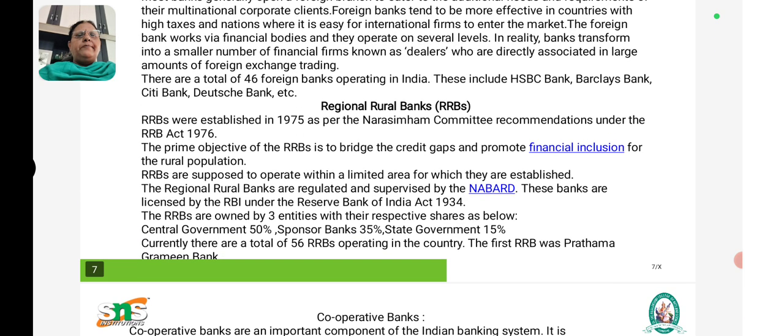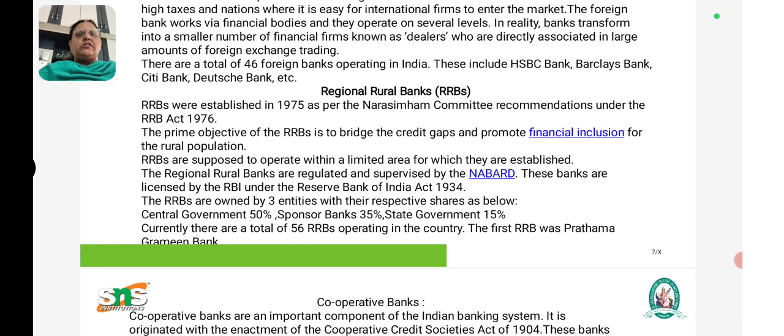Regional Rural Banks. Regional rural banks were established in India in the year 1975 as per the Narasimhan Committee recommendation, under the RRB Act 1976. The primary objective of RRBs is to bridge the credit gap and promote financial inclusion for the rural population. RRBs are supposed to operate within a limited area for which they are established. Regional rural banks are regulated and supervised by NABARD.